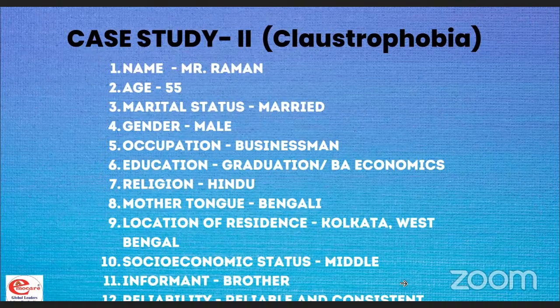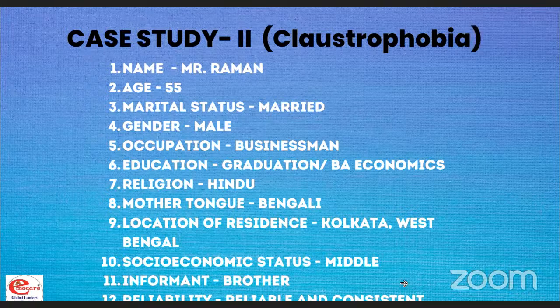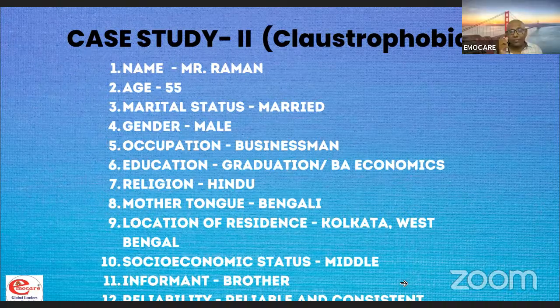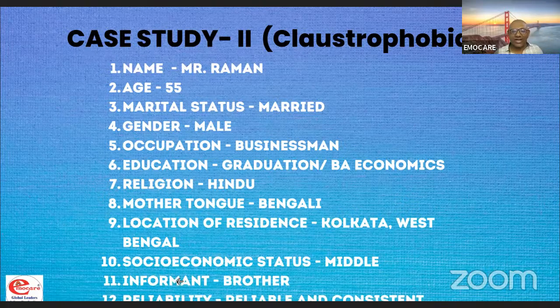Case study 2, claustrophobia. Do I need to read only the side headings or the name also, sir? Read the name, completely from religion. Religion, Hindu. Mother tongue, Bengali. Location of residence, Kolkata, West Bengal. Socio-economic status, middle. Informant, brother. And the last one, reliability: reliable and consistent.